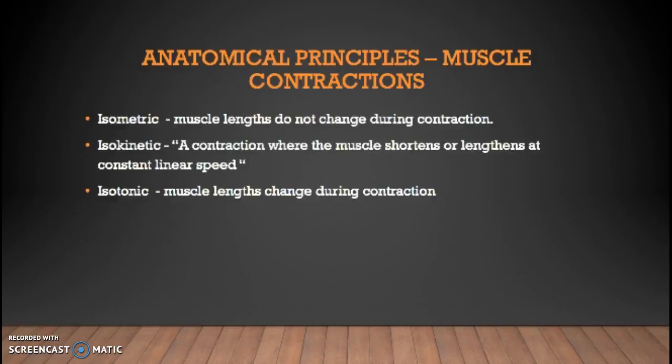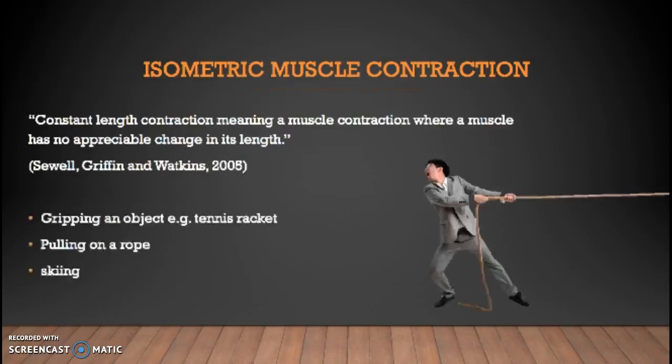So what are anatomical principles of muscle contraction? So there's three different types. There's isometric, where the muscle length does not change during contraction. Isokinetic, which is a contraction where the muscle shortens and lengthens at a constant linear speed. And finally, isotonic, where the muscle length changes during contraction.